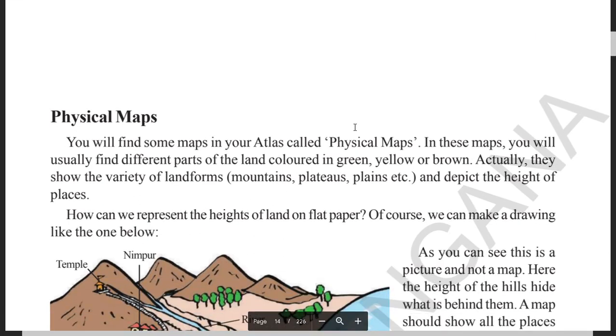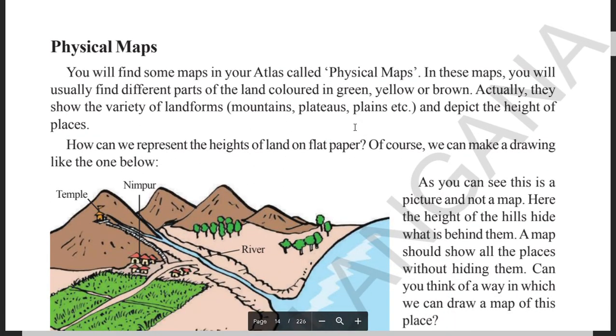Physical maps. You will find some maps in your atlas called physical maps. In these maps, you will usually find different parts of the land colored in green, yellow, or brown. Actually, they show the variety of landforms, that is, the mountains, the plateaus, and the plains, etc., and depict the height of the places. How can we represent the heights of land on a flat paper? Of course, we can make a drawing like the one below.